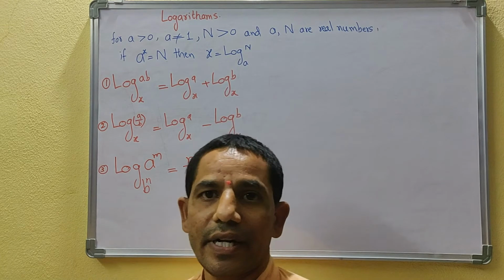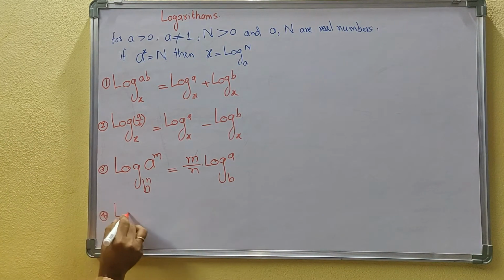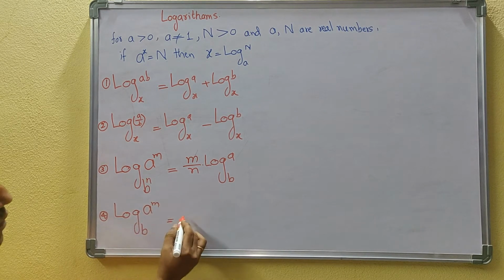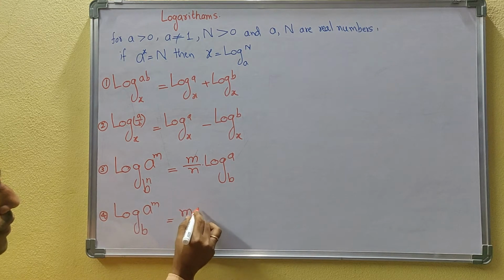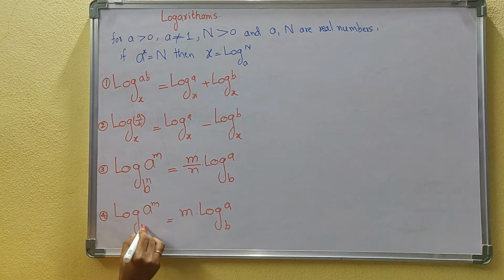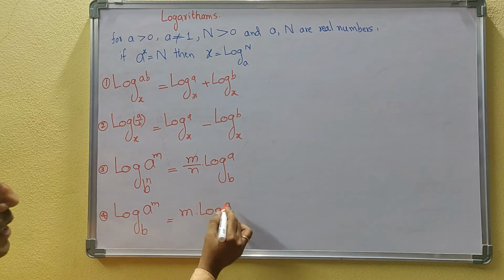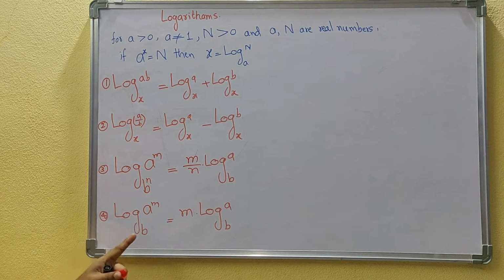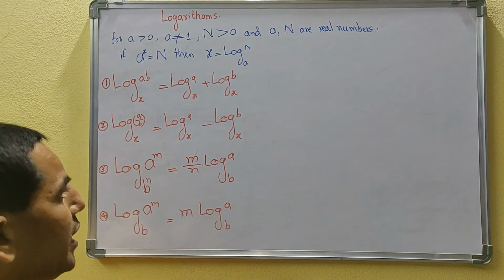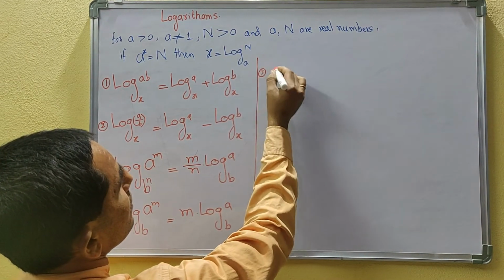This is very important. From this formula I will write another formula. Next one: log a to the power of m, base b, is equal to m into log a base b. Here b to the power of 1 is there, meaning m by 1, no need to write 1, so that's why it is m into log a base b. Once again, log a to the power of m base b is equal to m into log a to the base b.